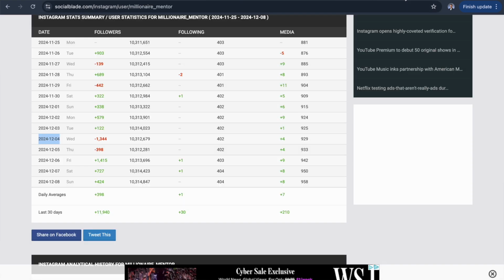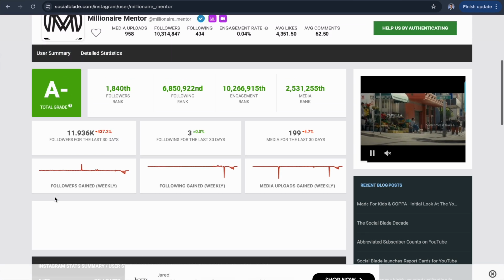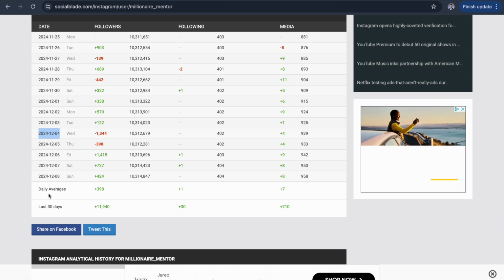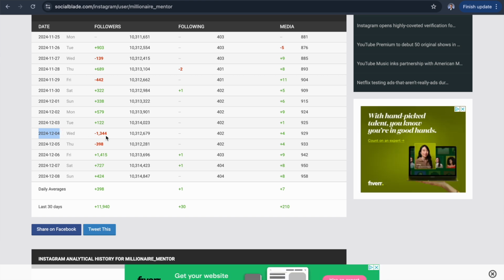And then we use this website called Social Blade, where you put in the name, and it tells you what their growth has been like. For this one, they average almost 400 followers a day, and they've gained almost 12,000 followers in the last 30 days. Pretty cool. And you can even break it down by day. Just on this day, they gained 903 followers. But then on this day, they lost 1,300 followers. That's kind of what we're going to do in this video. We're going to dive into days like this and see, okay, what did they do differently to lose 1,300 followers? Because that's quite a bit.